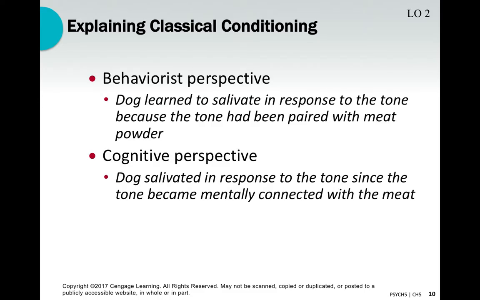So from the behaviorist perspective, if we're talking about behavior, they might say something like, well, the dog learned to salivate in response to the tone because the tone had been paired with the meat. The dog learned to salivate. Whereas a cognitive perspective, although we're saying something very similar, albeit a little bit different, is the dog salivated in response to the tone since the tone became mentally connected with the meat. Obviously, either way, we're saying there is some kind of connection between the meat and the tuning fork, and now the dog is salivating. They're both kind of saying the same thing, but explaining it with a little bit of different vocabulary. So something to keep in mind, looking at the same phenomena, but with two different perspectives.